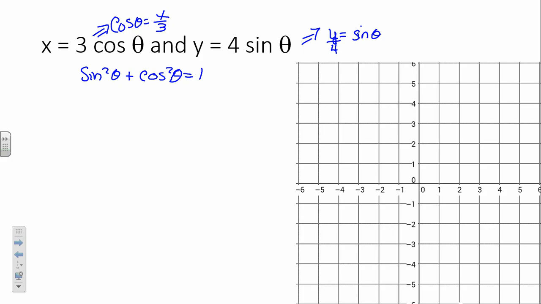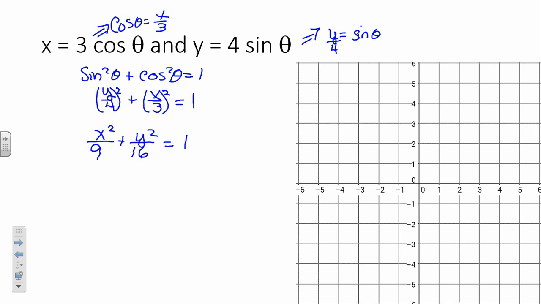So now we have a y over 4 that we can square. And an x over 3 that we can square. And that should be equal to 1. See how we've eliminated our theta, and now we just have x's and y's? Okay. Now we're used to writing our x squared first, right? So x squared over 9 plus y squared over 16 equals 1.